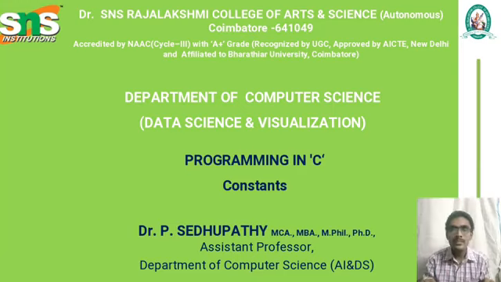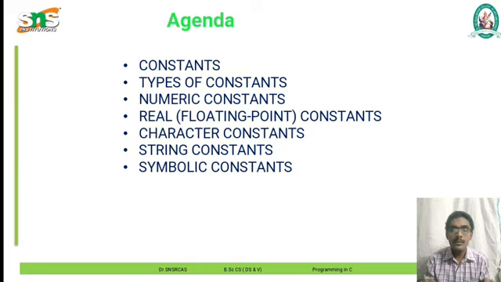Hello learners, now we are going to discuss constants of the programming language C. The agenda for the discussion will be what constants are and the types of constants. From the types of constants, there are categories like numeric constants, real constants, character constants, string constants, and symbolic constants.